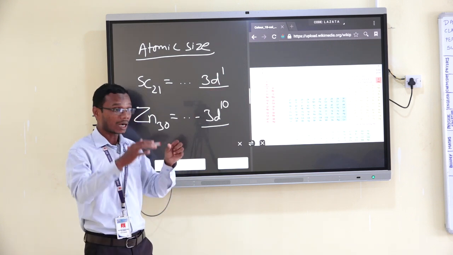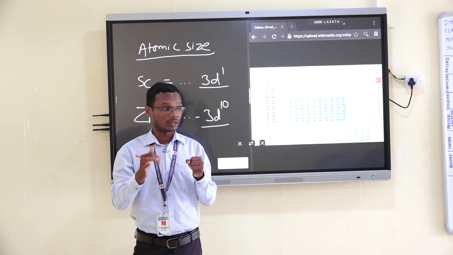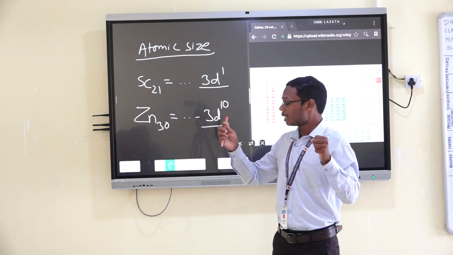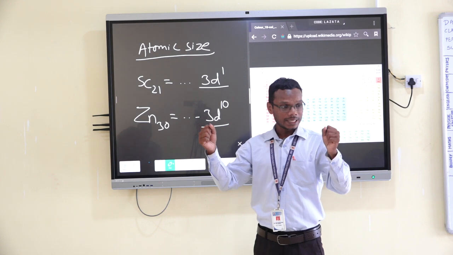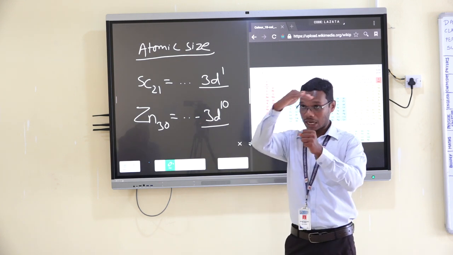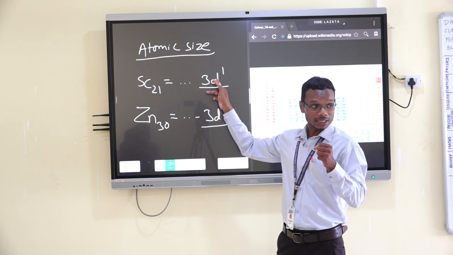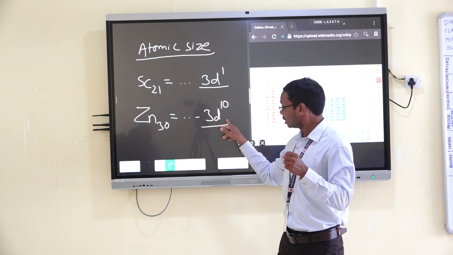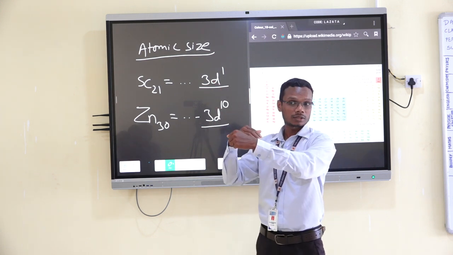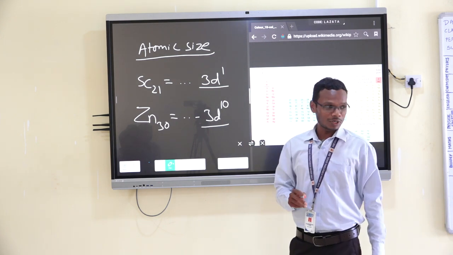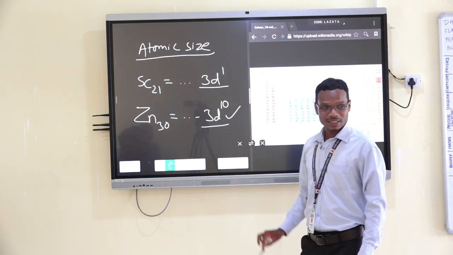And for zinc, how many electrons? 10 electrons. Now compare two atoms, this one scandium and this one zinc. In scandium, in the outermost orbit, there is 1 electron. And in the case of zinc, there are 10 electrons. Which has more nuclear charge? Obviously, zinc has more nuclear charge.